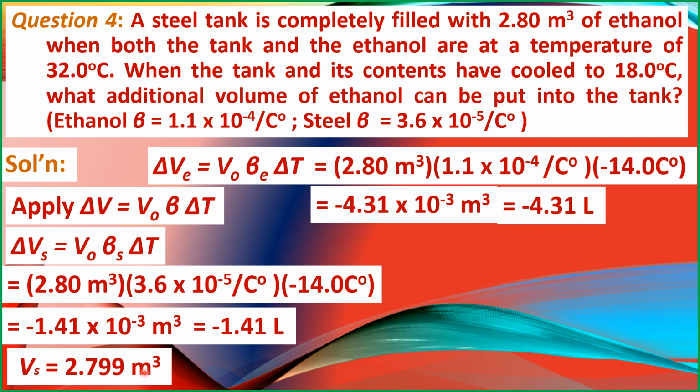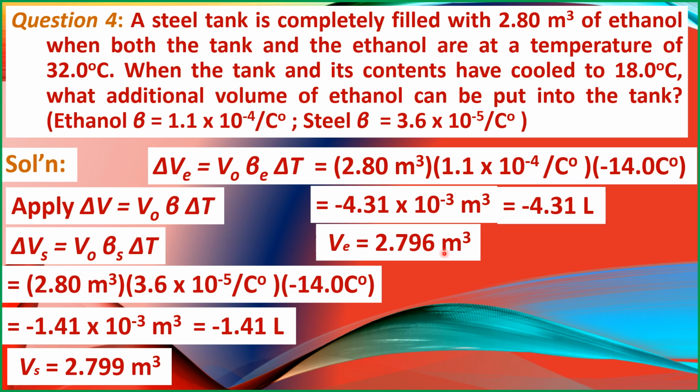So just like what we did earlier for the steel tank, the volume of ethanol at a lower temperature, V sub E, is 2.796 meter cube. This is determined by also adding the delta V for ethanol, negative 4.31 times 10 to the negative 3 meter cube, plus its initial volume, 2.80 meter cube. This is what we get.